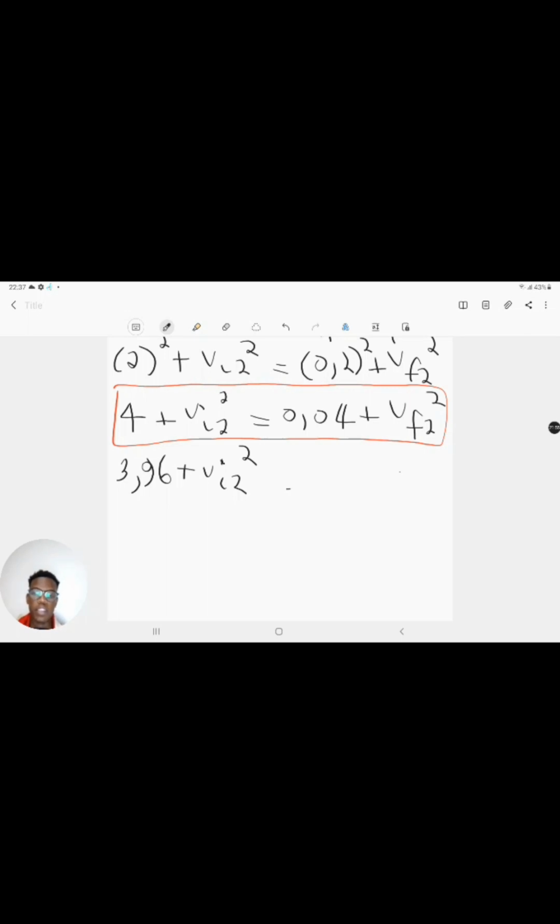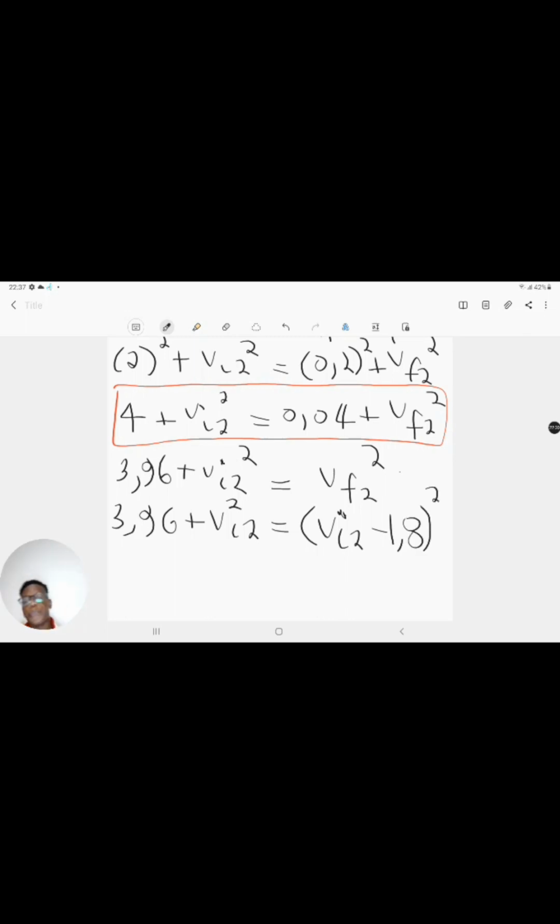Now it's just mathematics. The physics part is done. That is equal to VF2 squared. Please do not forget the squared. So we've got 3,96 plus VI2 squared. Wherever we have VF2, remember we're going to say VI2 because we've got VF2 there. We're going to put VI2 minus 1,8, all of that squared.